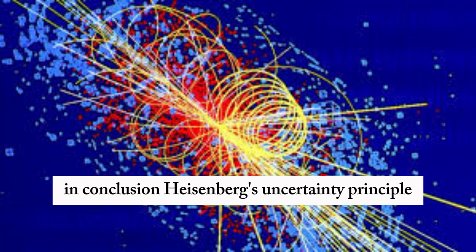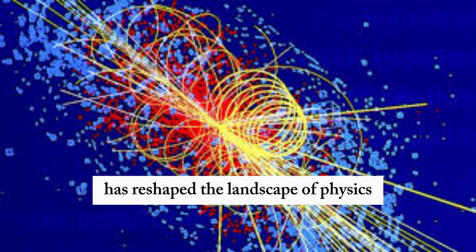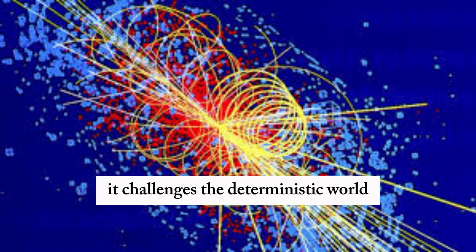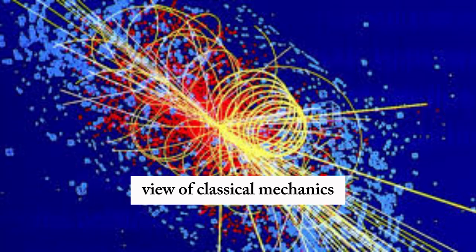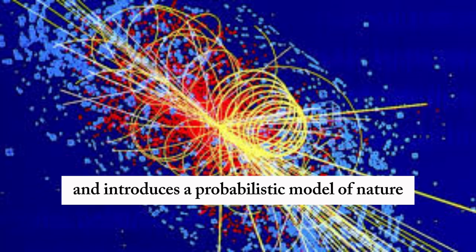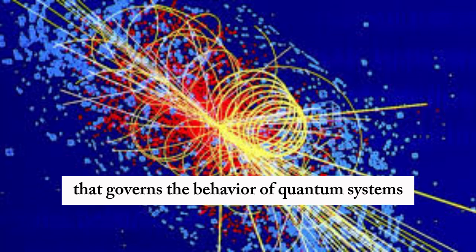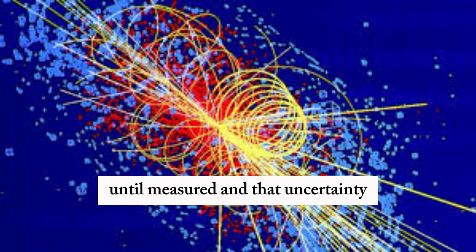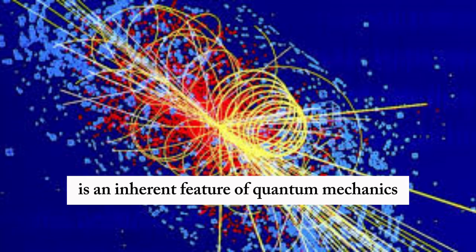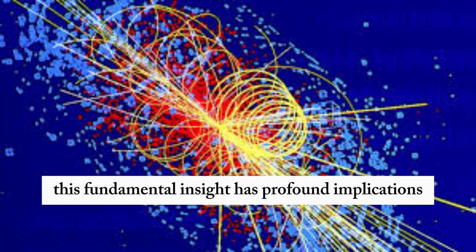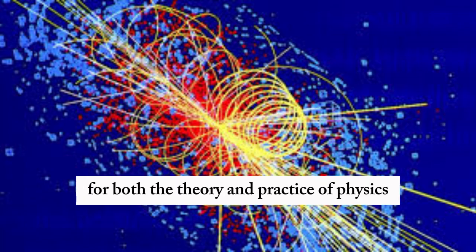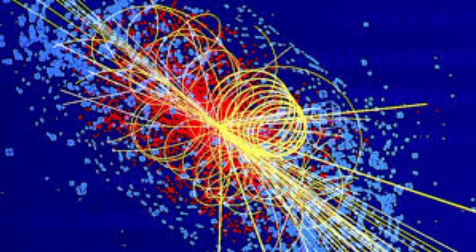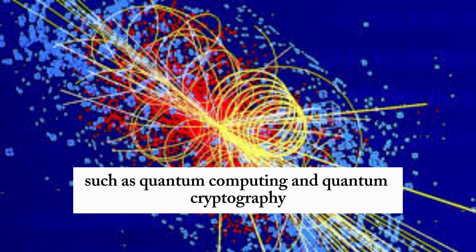In conclusion, Heisenberg's uncertainty principle has reshaped the landscape of physics and our understanding of the universe. It challenges the deterministic worldview of classical mechanics and introduces a probabilistic model of nature that governs the behavior of quantum systems. The principle reveals that particles do not have precise properties until measured, and that uncertainty is an inherent feature of quantum mechanics. This fundamental insight has profound implications for both the theory and practice of physics, and continues to influence the development of new technologies, such as quantum computing and quantum cryptography.